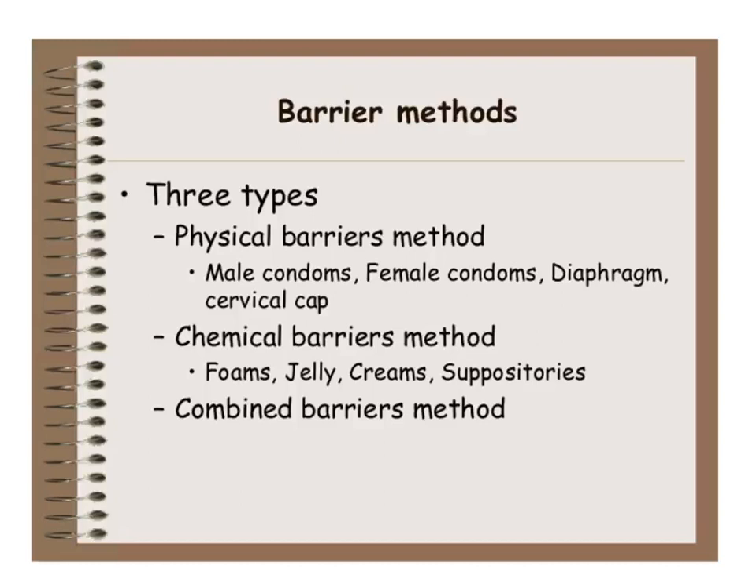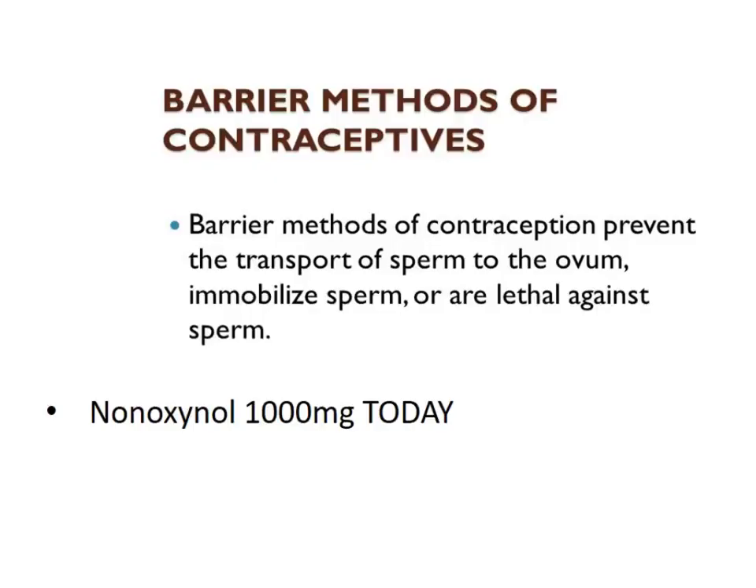Then we have chemical barriers. These are substances which are lethal to the sperm: foams, jellies, creams, suppositories. Sometimes you can use both to make it more effective, so combined barrier methods. Barrier methods of contraception prevent the transport of the sperm to the ovum, number one. They can immobilize the sperm, or they can also be lethal against the sperm. One such substance is nonoxynol.